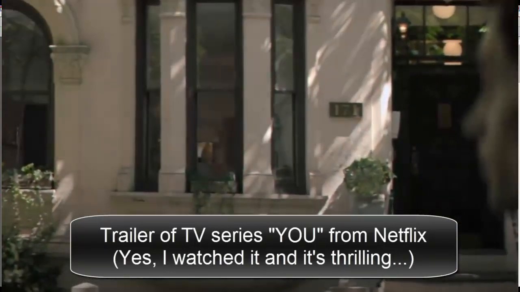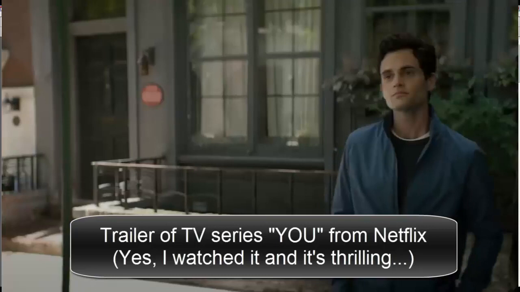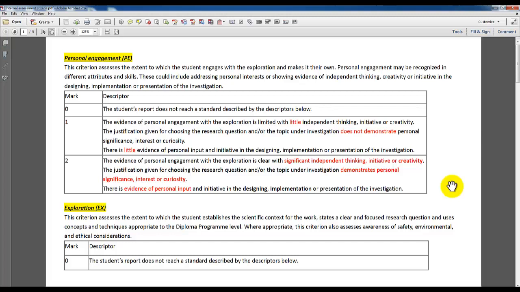For example, what kind of food do they like to eat? What color do they like? What kind of sports do they play, or music do they play, etc.? So you really have to do background research on whatever you want to study or whatever you love. Then you are personally very curious about it. So this is an idea for you to understand the concept of personal engagement.